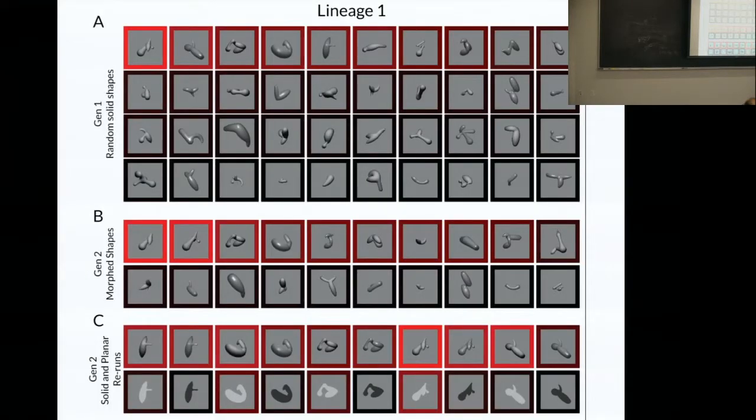So let's zoom in even further, and I hope now you'll be able to appreciate the actual apparent three-dimensional nature of these shapes. We're using purely shading cues in our main experiment to convey three-dimensionality. What's shown up here is the stimuli in the first generation of lineage 1. These were all randomly created. You can see the variety of solid shape that we achieved, and they've all been ordered from top left to bottom right according to the response of the cell.